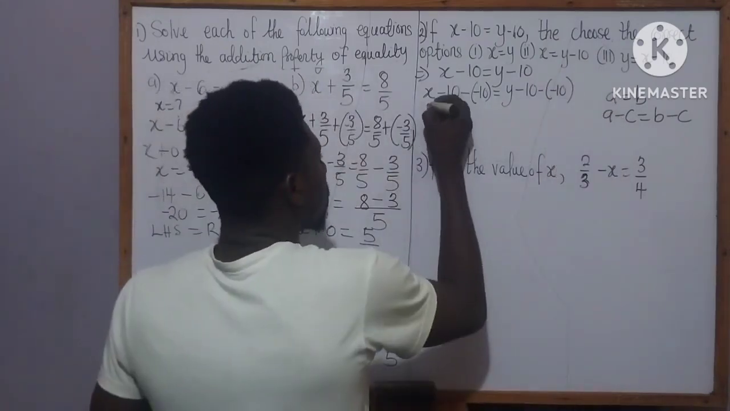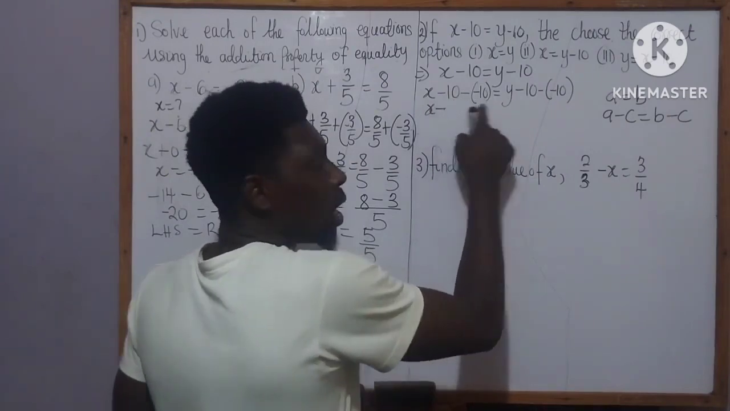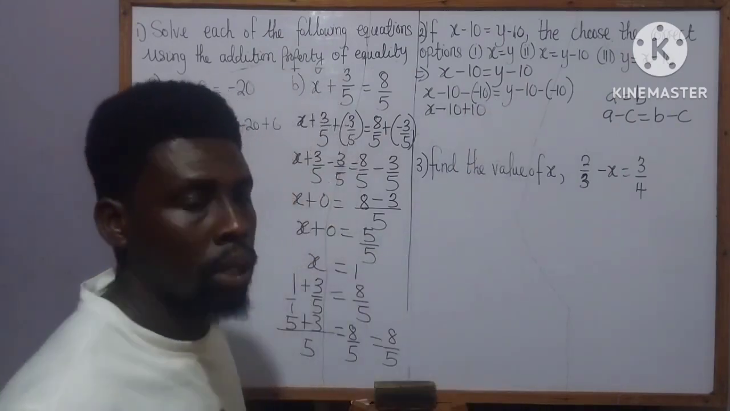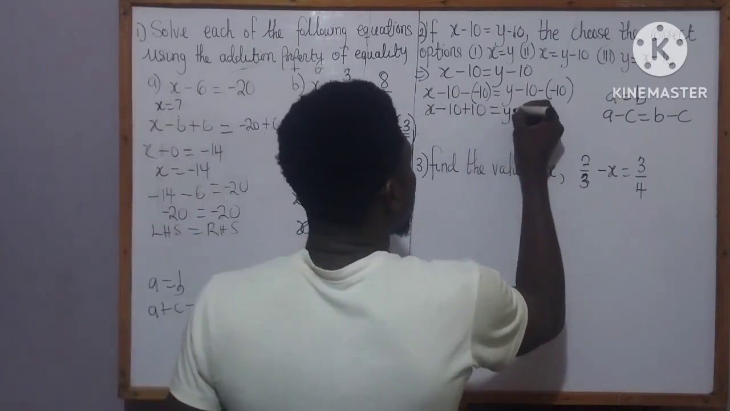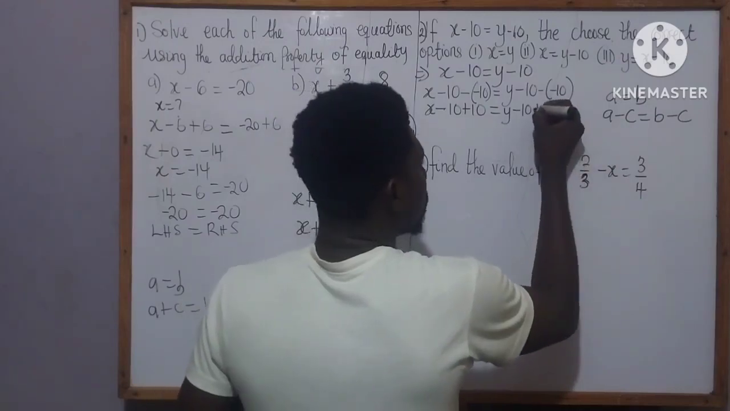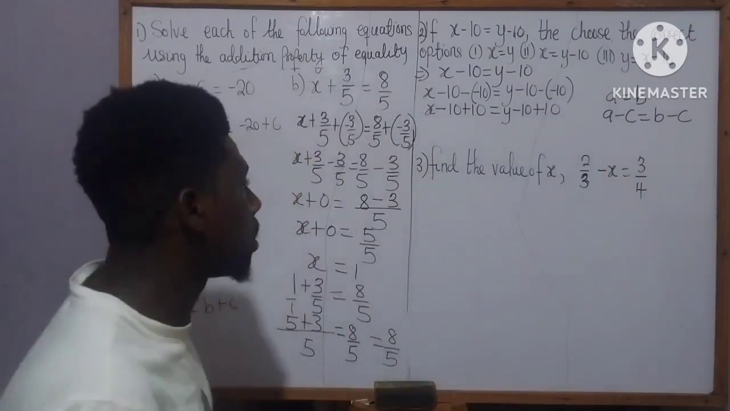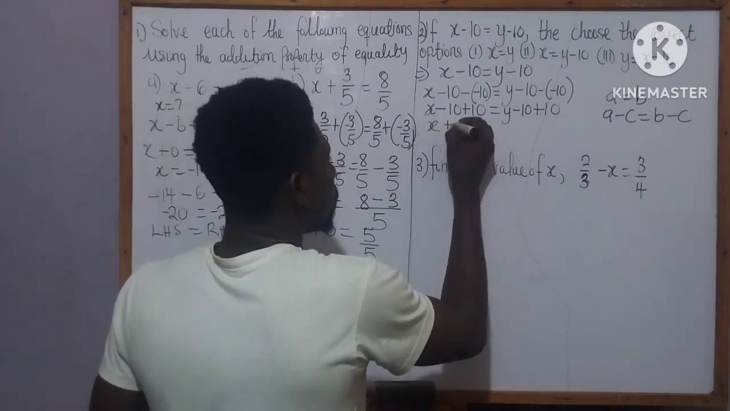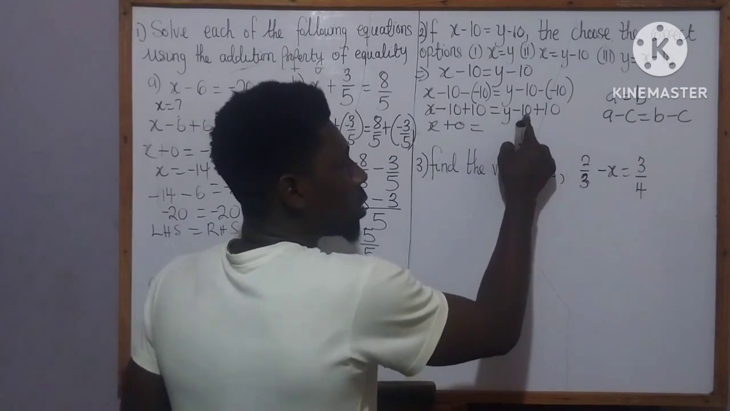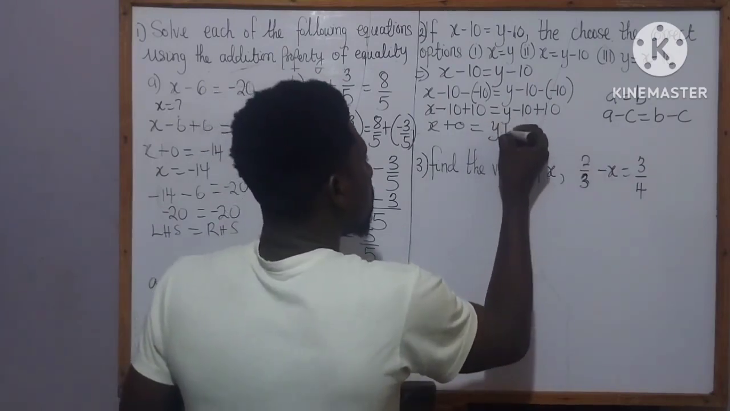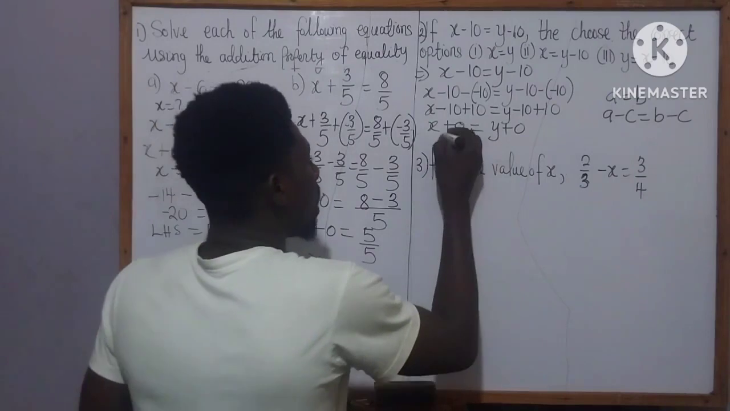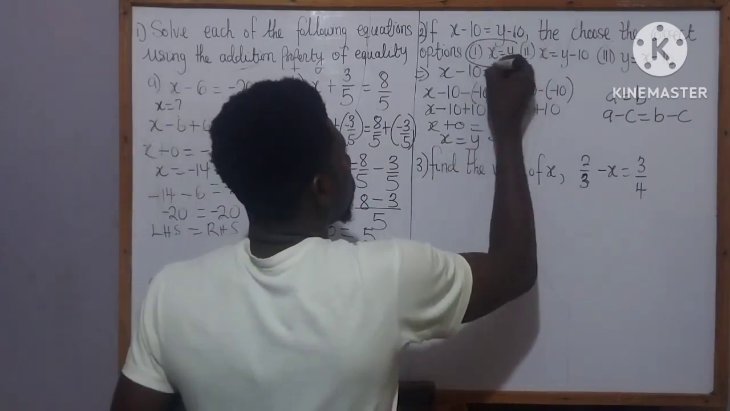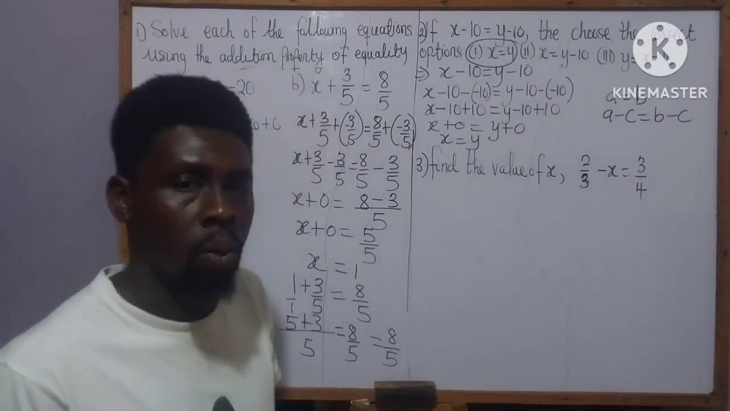Okay, so I'm going to get x minus 10, eliminating the bracket gives me 10 plus 10. Okay, we continue. y minus 10, eliminating the bracket gives me plus 10. Hence, it is easy to take away. x minus 10 plus 10 will give me 0. y minus 10 plus 10 will also give me 0. Hence, x is equal to y. So the answer we are looking for is x equals y.